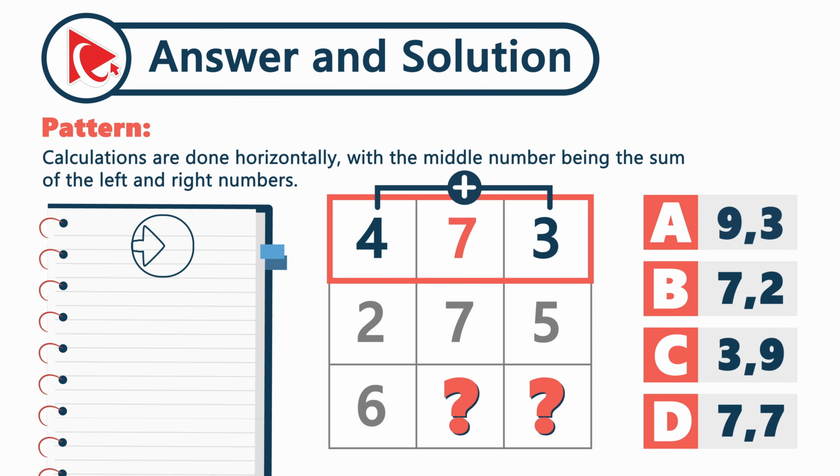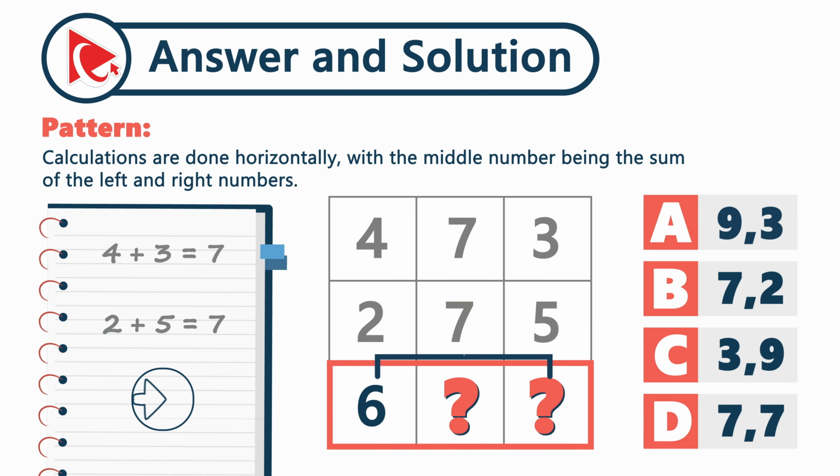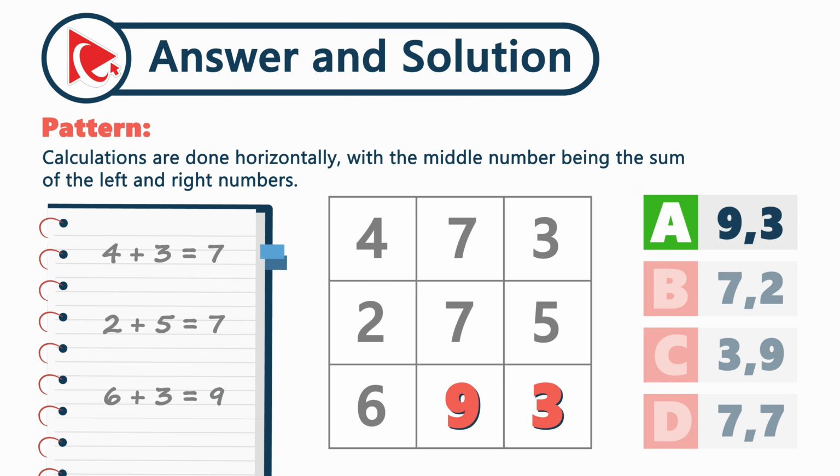First row calculations would be 4 plus 3 equals 7. The second row calculations would be 2 plus 5 equals 7 again. And the only choice that would match the third row would be numbers 9 and 3. 6 plus 3 equals 9. But I hope you did not select choice C with numbers 3 and 9, because this is incorrect. Number 9 is in the middle, and it's the first number in the answer, and number 3 is in the right column. So the correct answer here is choice A, 9 and 3.